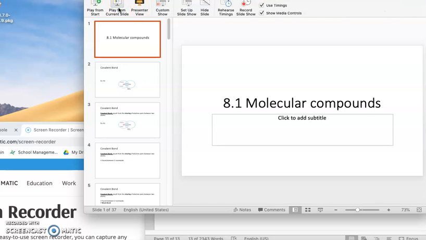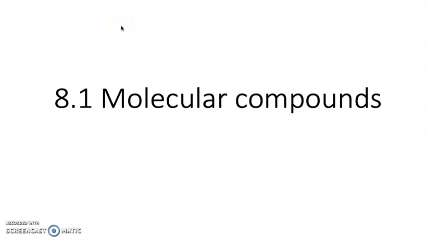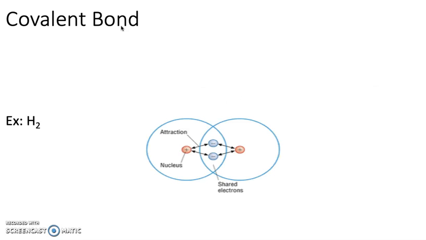Hey guys, this video is about molecular compounds. All right, we covered ionic compounds, which was a metal plus a nonmetal. And then today we're going to look at molecular. Okay, it's different. There are no metals with moleculars. Okay, so molecular compounds have something called a covalent bond.